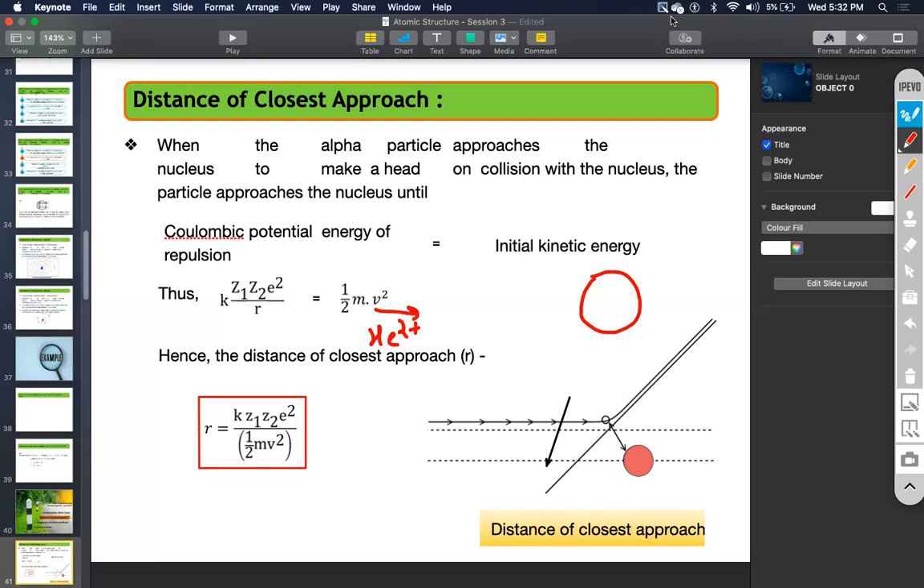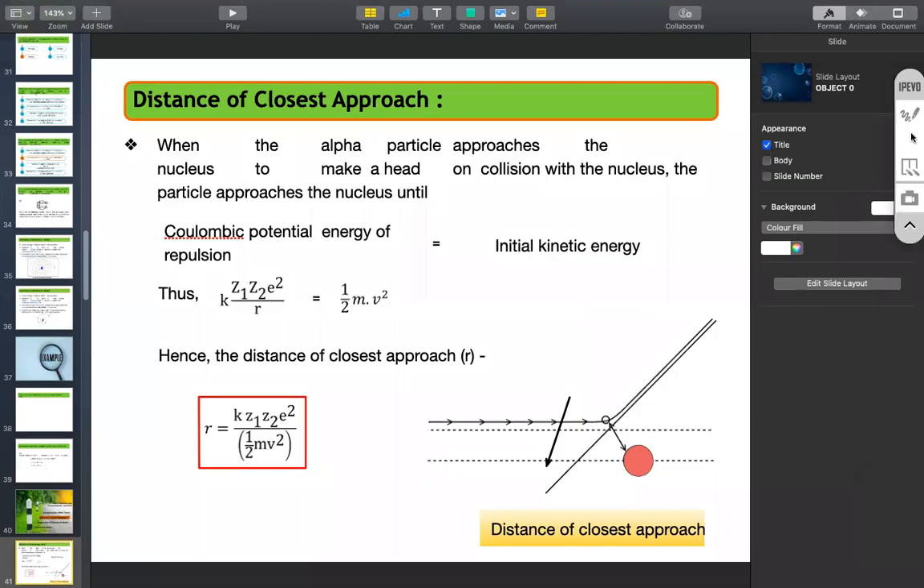What is the head-on collision? No one? Anyone has any idea? What is the head-on collision? Okay, fine. So fine, I'll explain you.